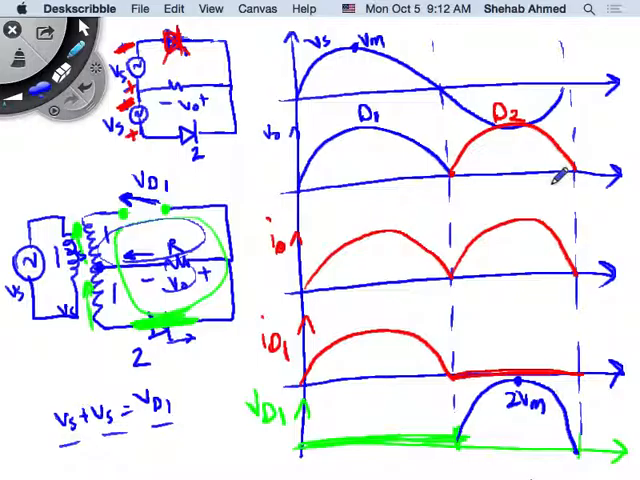Which is neat. The problem is the diodes here have to be rated for double the voltage, for the same output voltage and for the same input voltage case, of course, right? For the same output voltage and for the same input voltage, the diodes here would have to be rated to double the voltage, which is fine.